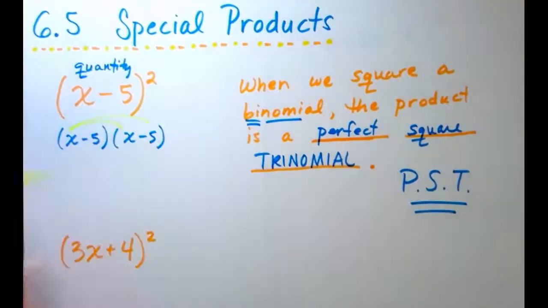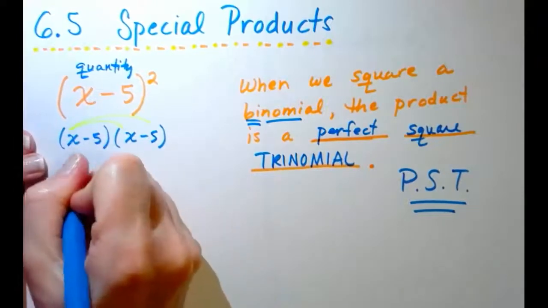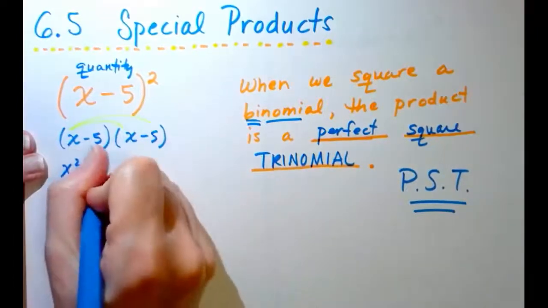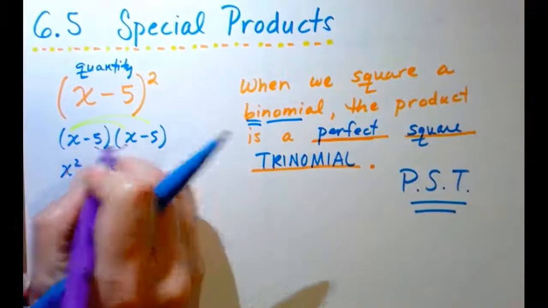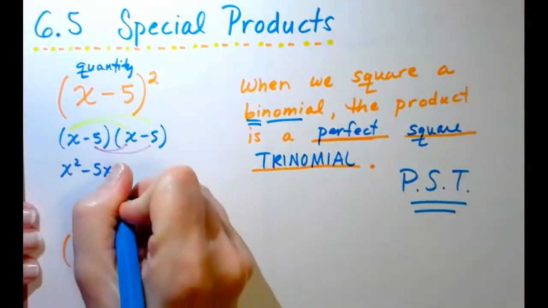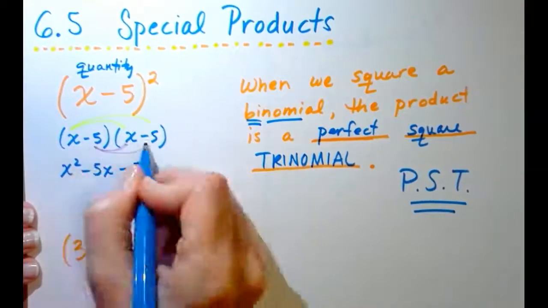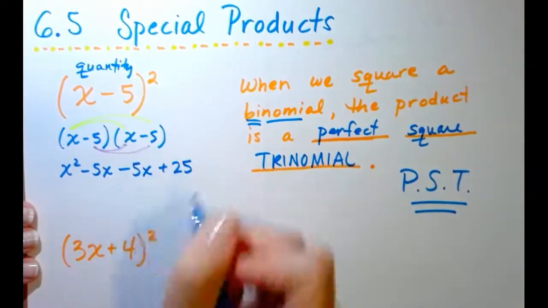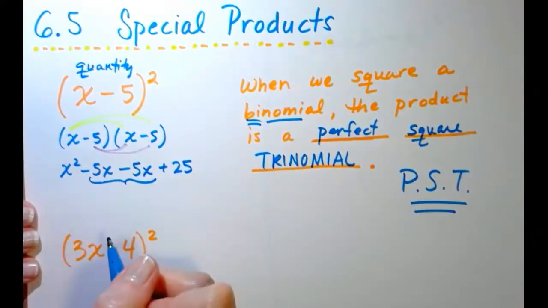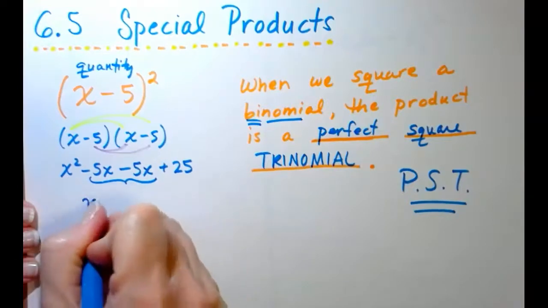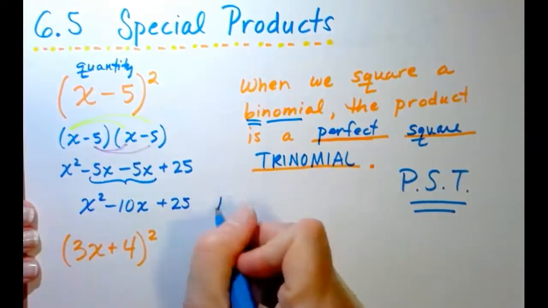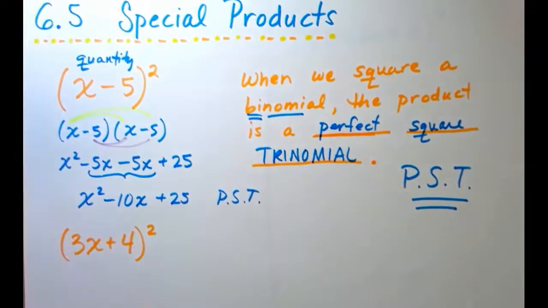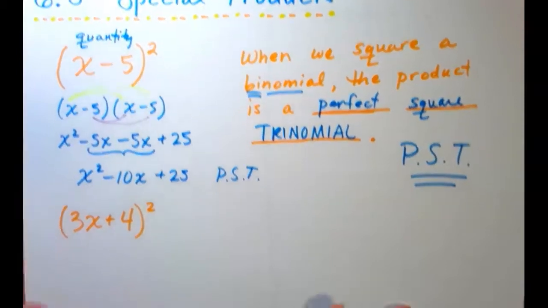So first the x gets distributed. X times x is x squared. X times negative 5 is negative 5x. And then the negative 5 will be distributed. So that will be another negative 5x, and then negative 5 times negative 5 is plus 25. Yes, we do have like terms in the middle, and those middle terms basically double, and we get x squared minus 10x plus 25. And that is a perfect square trinomial. So when we square a binomial, the product is a perfect square trinomial.